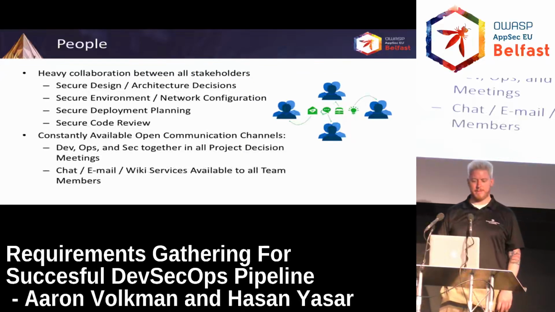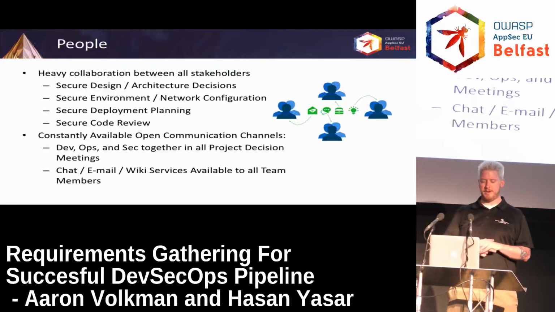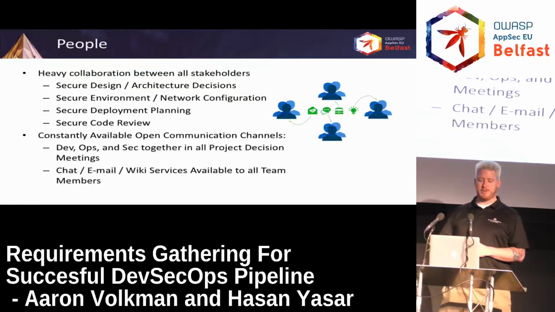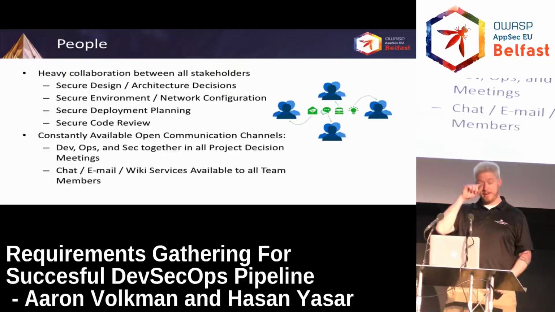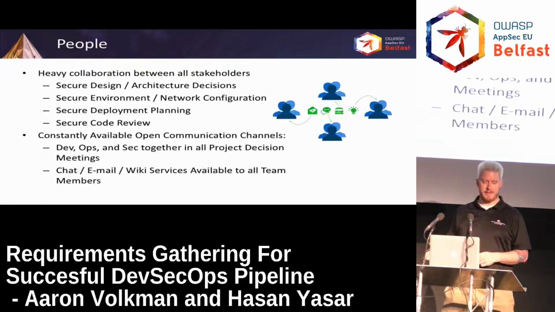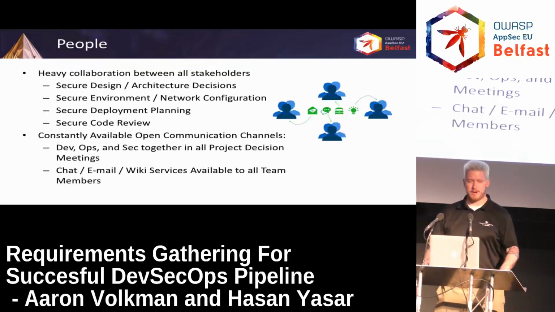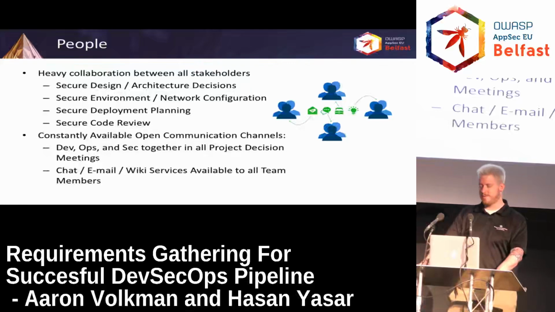So to dive into people, we want heavy collaboration between all stakeholders. We want to be sure that they're focused on coming up with secure design through their architecture decisions. Architecturally, I think the most important thing for DevOps is to architect so that what we're building is conducive to automated testing. We want to be sure that we have a secure environment and network configuration. We have a plan to deploy our code securely, and conduct secure code reviews.